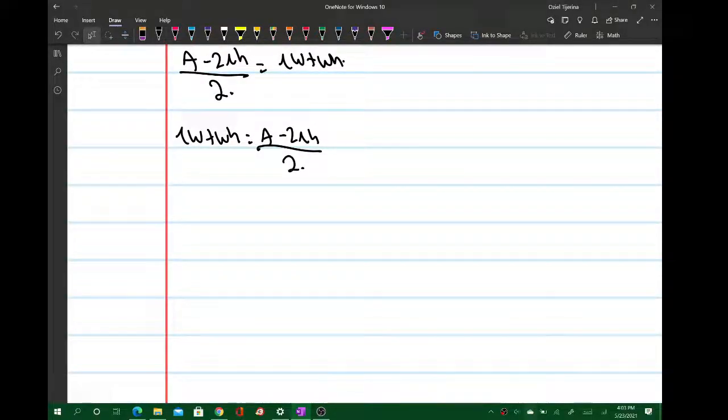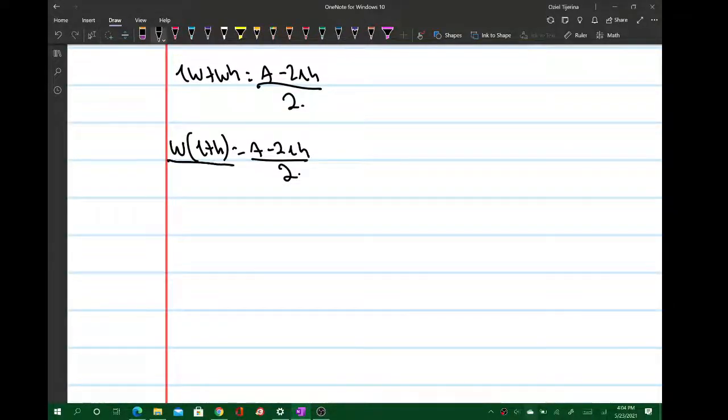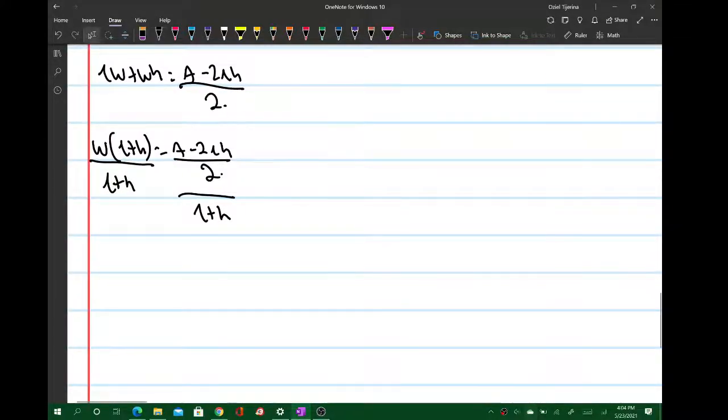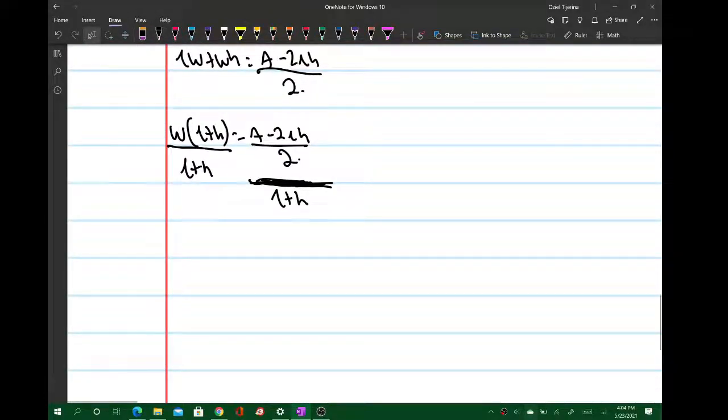So then you can go ahead and factor W out. So you have W times L plus H equals A minus 2LH over 2, right? And you can divide both sides by L plus H. Now this looks hard, but this is kind of why they want to make sure that you know how to manipulate variables for the preparation of calculus. In calculus, when you do implicit differentiation, you're really going to have to know how to manipulate variables. So this is kind of why we're doing this here, right?